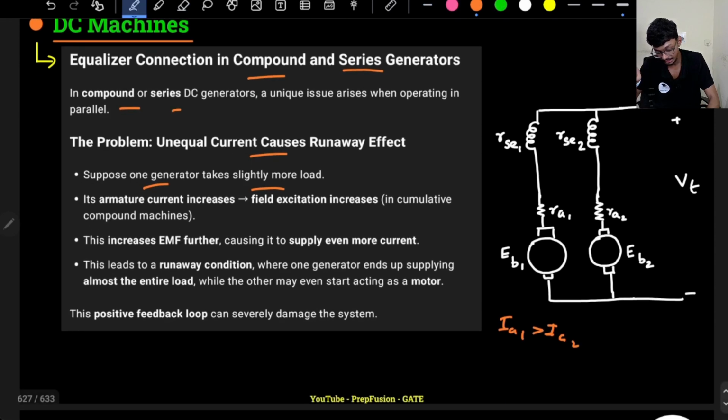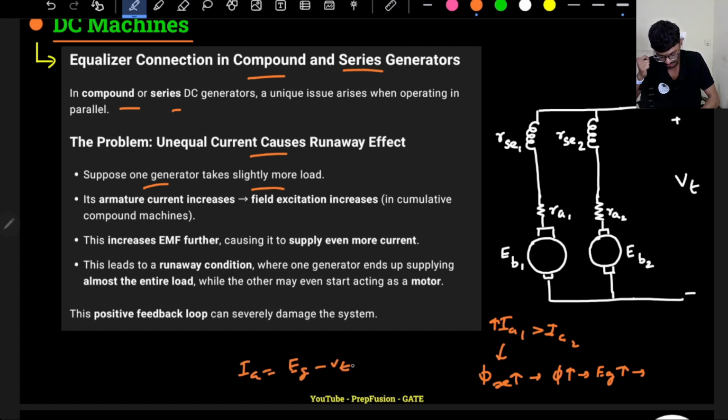Then what will happen? If armature current is increasing, that means it is a compound generator or series generator, so the flux, phi AC, also will increase. So overall flux also will increase. If overall flux increases, that in turn increases the EG, because speed is constant. If EG increases, what happens? What is my IA equal to? IA is equal to EG minus VT divided by RA. Very simple. If EG increases, IA also will increase. So it's like a positive feedback.